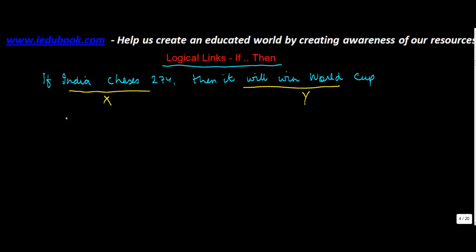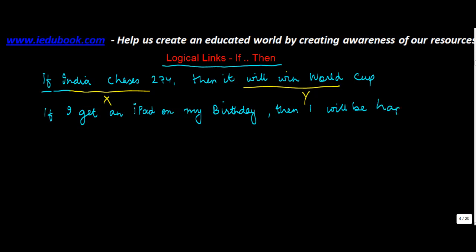Let's take another statement and then I'll explain to you the difference between these two. The second type of statement could be, let's say, if I get an iPad on my birthday, then I will be happy. Again, two statements. I get iPad on my birthday. Second, I will be happy. Call them X and Y.